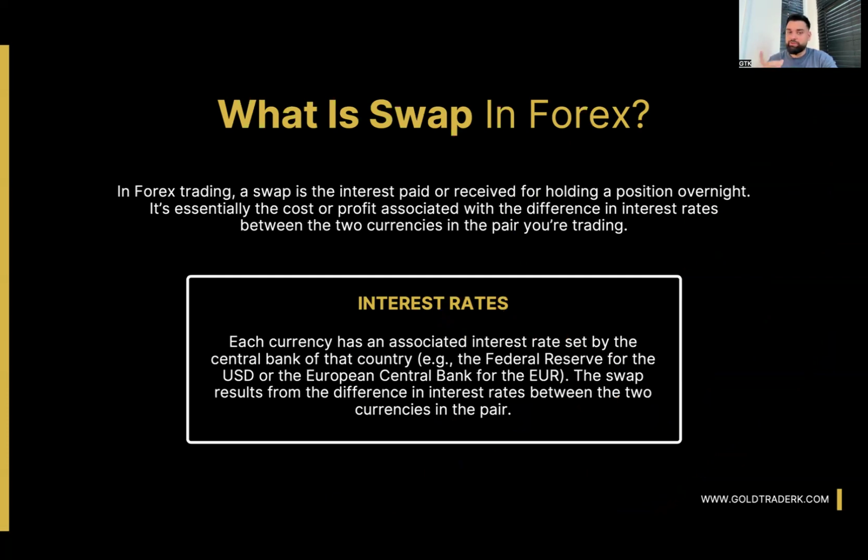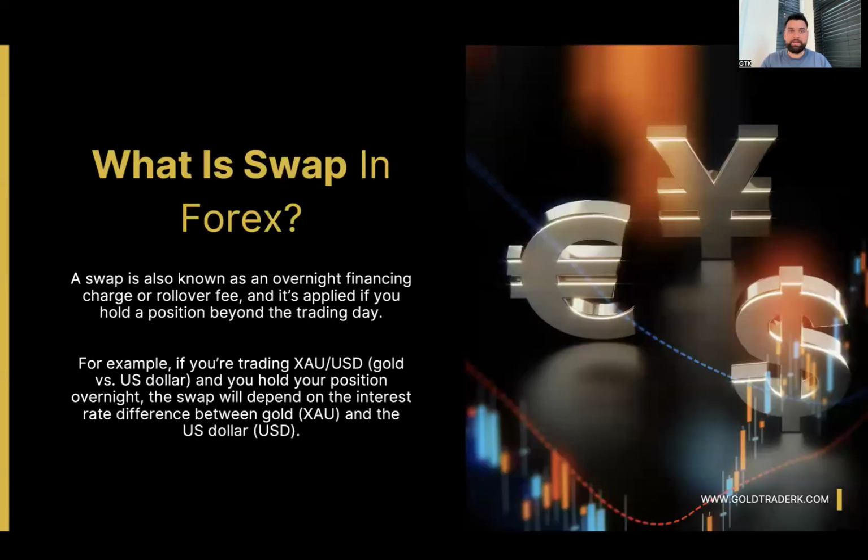Interest rate. Each currency pair has an associated interest rate set by the central bank of that country. For example, the Federal Reserve for USD or the European Central Bank for the euro. The swap results from the difference in interest rates between the two currencies in the pair.